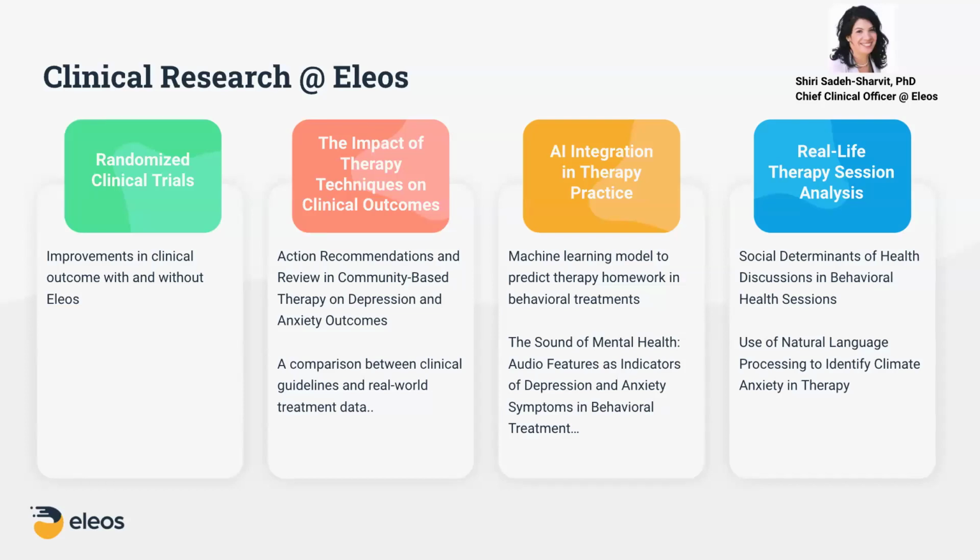Okay, so let's start with the clinical research at Eleos. The research is being led by Dr. Shiri Sadeh-Sharvit, which is our chief clinical officer. We have a lot of research types. Roughly speaking, around 4 types of research or papers. First one is randomized clinical trials, RCTs, which I guess everyone is familiar with. Basically, we saw that if you let the therapist focus on the therapy and reduce the burden of documentation and all the rest, the clinical outcomes are also better. So we actually see it and it's really nice.